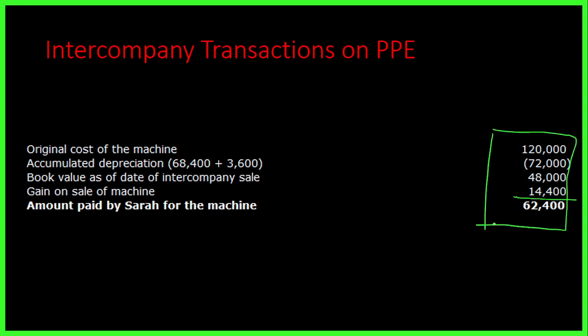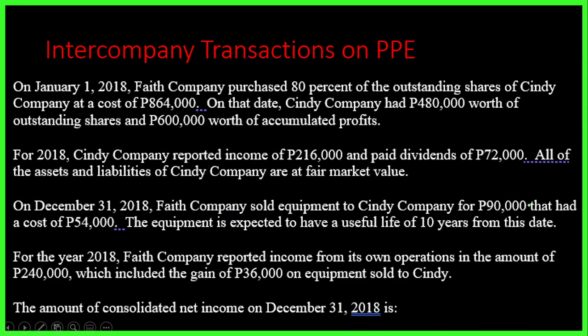It's a bit confusing, but you still arrive at the same answer. You have the original cost of the machine and then you deduct the new accumulated depreciation. That's now the book value as of the intercompany sale, and then you add the gain on the sale of the machine. And you still arrive at 62,400. So, let's continue.